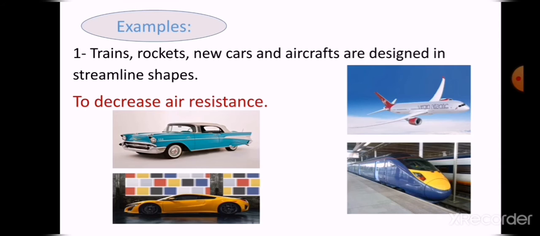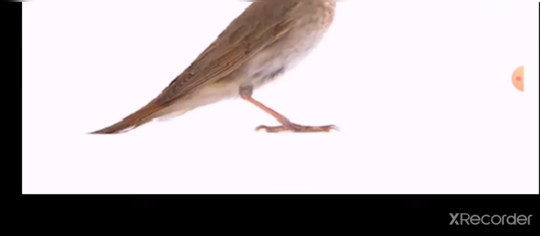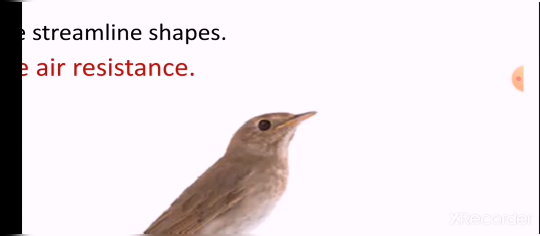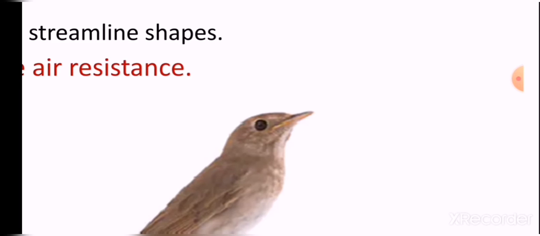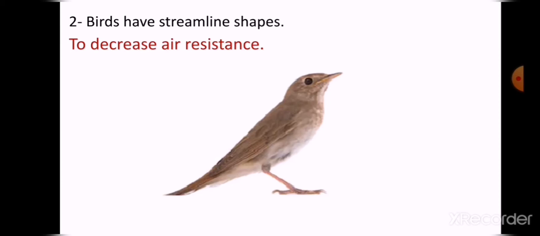So its speed increases. Number two, the birds. All the birds have a streamlined shape, like this bird. Its beak has a streamlined shape. Why? To decrease the air resistance. To decrease the surface area, so the air resistance decreases, so its speed increases.